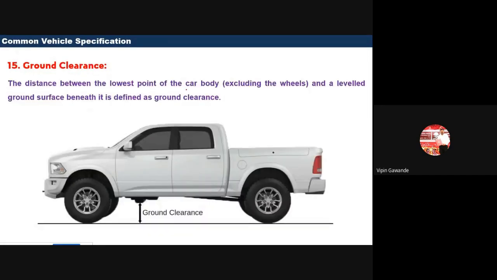Now, ground clearance means the distance between the lowest point of the vehicle and the ground. That distance is called the ground clearance. I already told you, the Mahindra Bolero and the Scorpio, this type of army vehicles, have very high ground clearance.